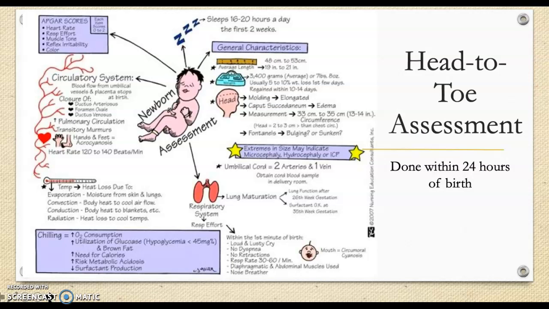So here's just a cheat sheet about the whole head-to-toe assessment. The assessment that I talked about earlier was just something that we do quickly, vital signs, APGAR scores. And then this head-to-toe assessment, you can actually postpone that for a little while to give parents and baby bonding time. You just have to have it done within 24 hours. We do it fairly quickly just to get it done, but you have 24 hours to get that done.